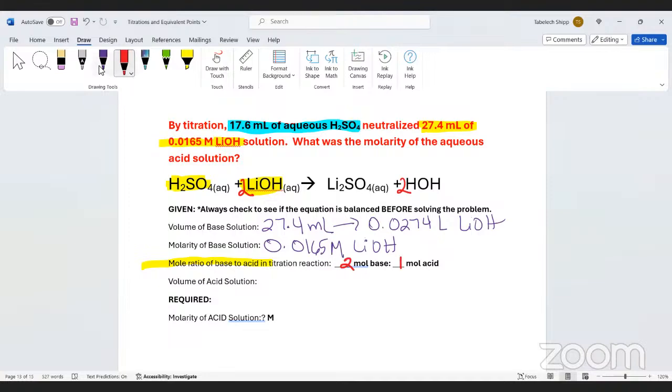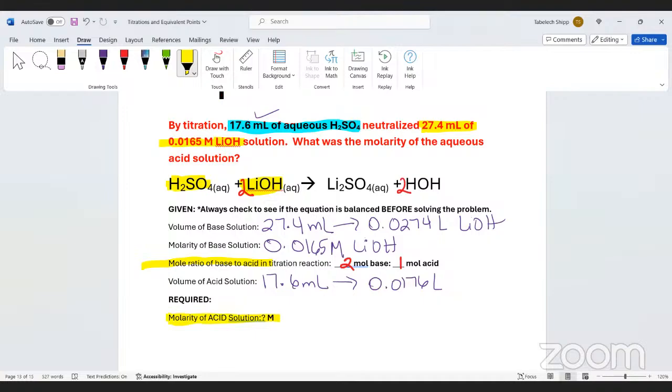And speaking of the acid, let's write down the volume that they gave me, which was this number right here, 17.6 milliliters that we're going to convert to a liter. Now, what is required? The molarity of the acid. That's what they were asking you to find. The molarity of the acid.